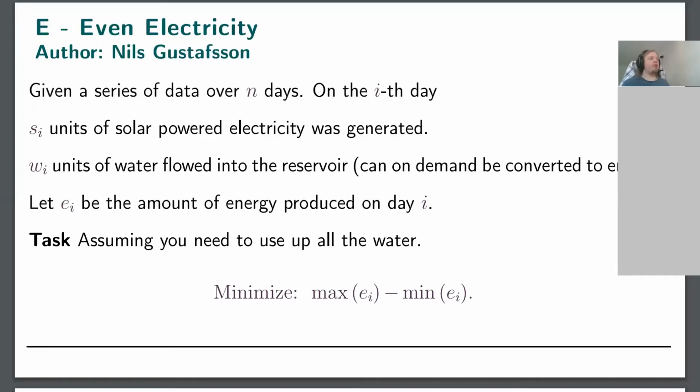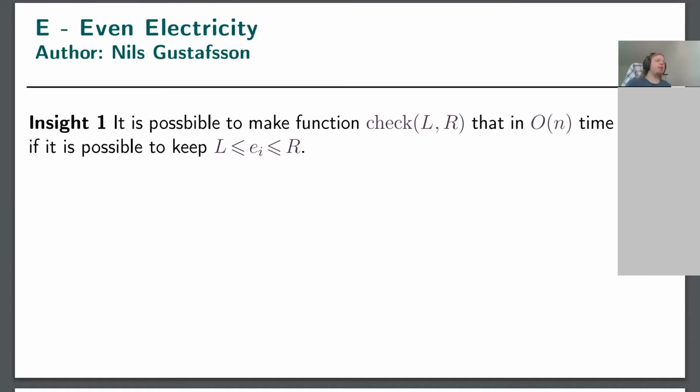What we want to do is control the amount of water in the reservoir in order to minimize the maximum amount of energy we produce in any of the days minus the minimum amount of energy we produce in any of the days. So we want to make it as even as possible. Also, there are a couple more assumptions: you need to use up all the water, and you can't have more than R water in the reservoir at a time. Okay, but let's now think about how we can solve this.